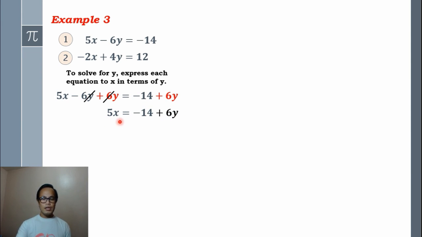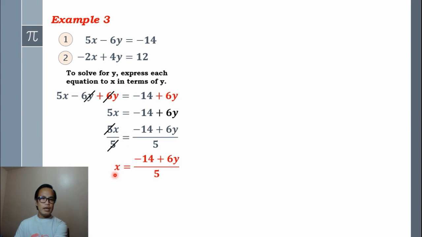Now to solve for x, we divide both sides by 5. Cancel out 5. What remains at the left side would be the x. Now again, since we cannot divide 14 by 5 or 6 by 5, we shall leave this equation like this.